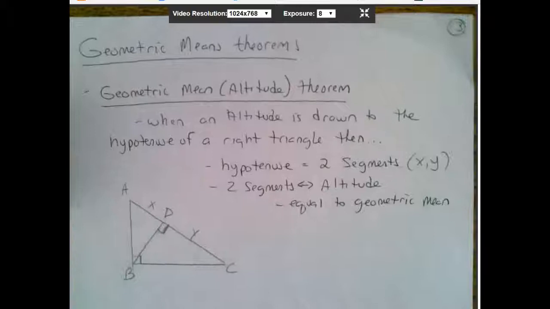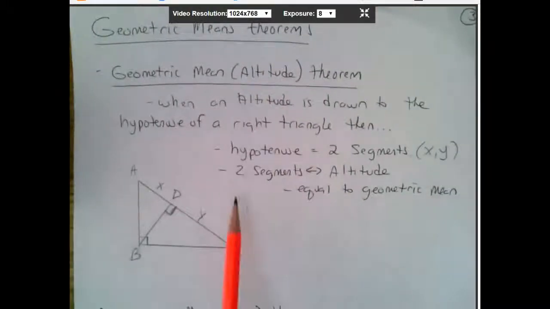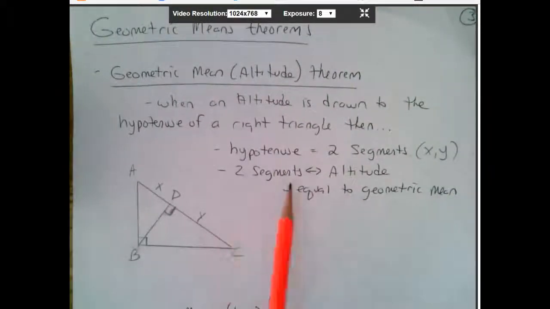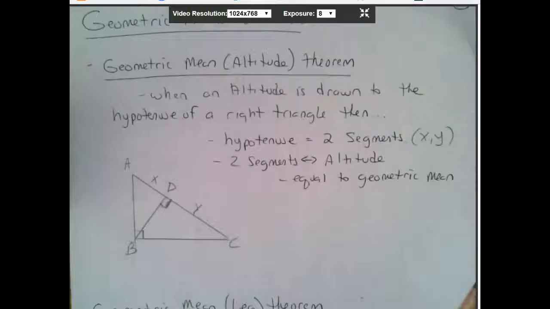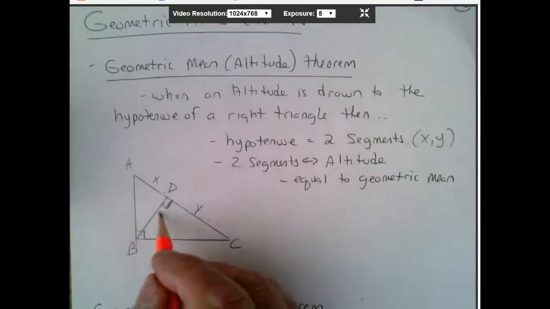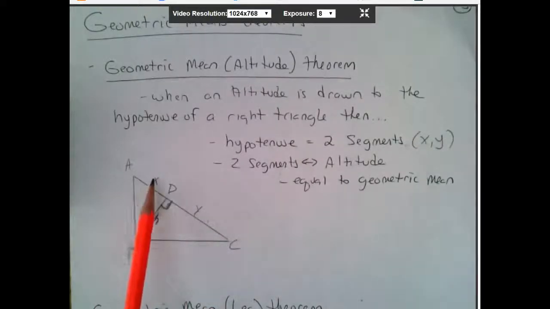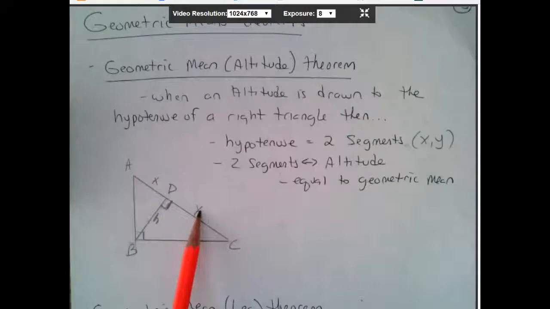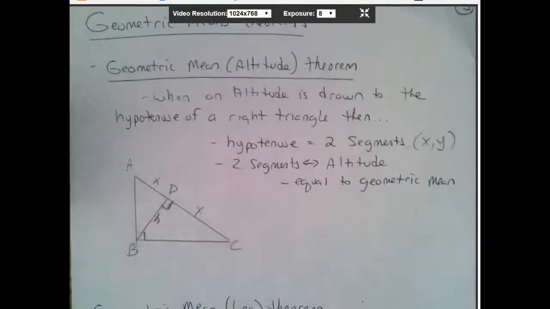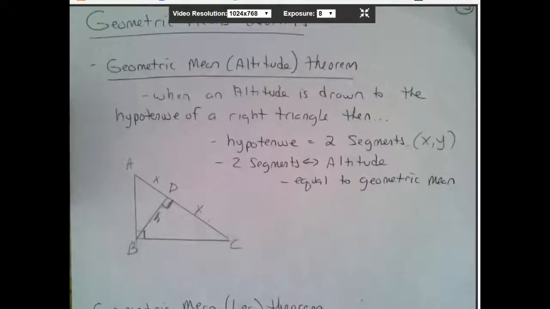Okay. And we can also figure out that these 2 segments, X and Y, when we add them together, they make up the hypotenuse. And also here, if we call this altitude H, that is equal to the geometric mean. So we could figure out the geometric mean between X and Y, and that should be equal to the length of the altitude. That's the geometric mean altitude theorem.